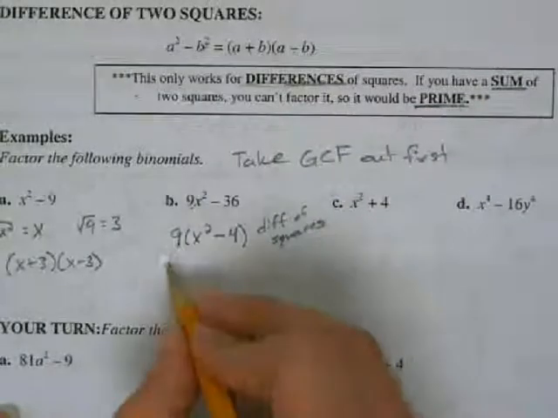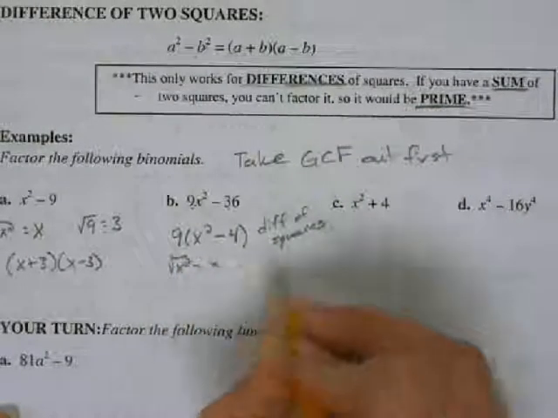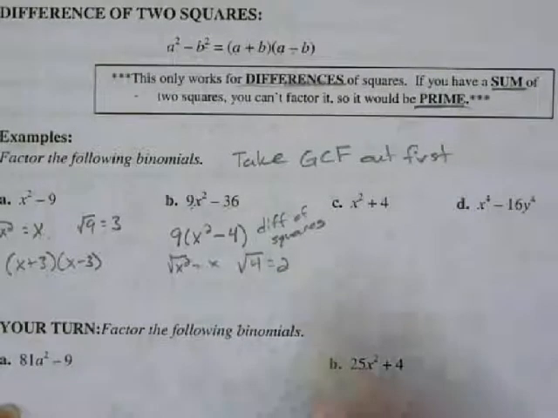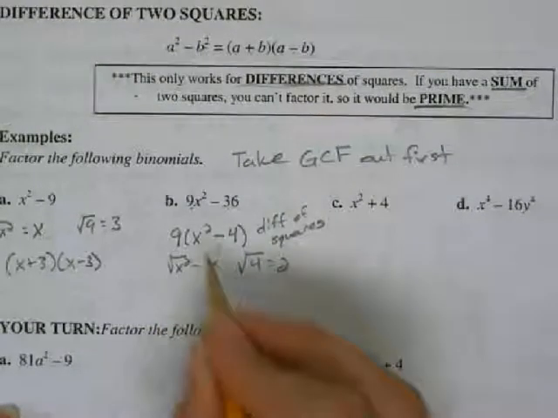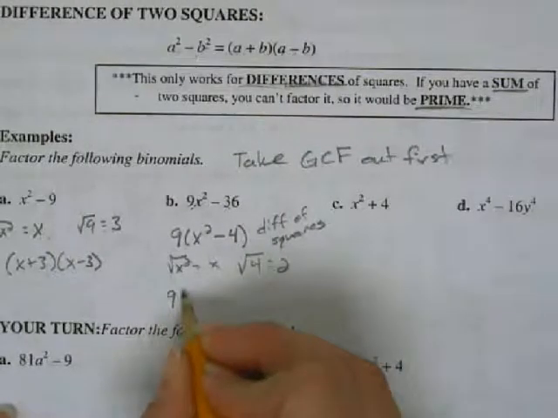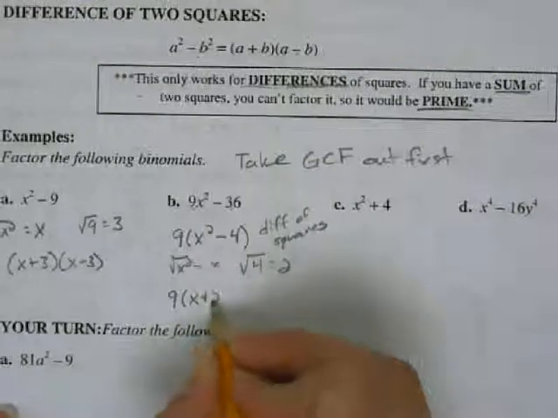So square root of x squared is x. The square root of 4 is equal to 2. Again, we don't take that negative with it. The negative is what allows us to actually do these, so you don't have to put it under the radical. So 9 stays out front. I get the x plus 2 and x minus 2.